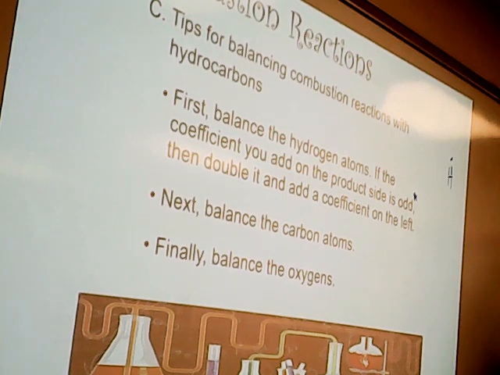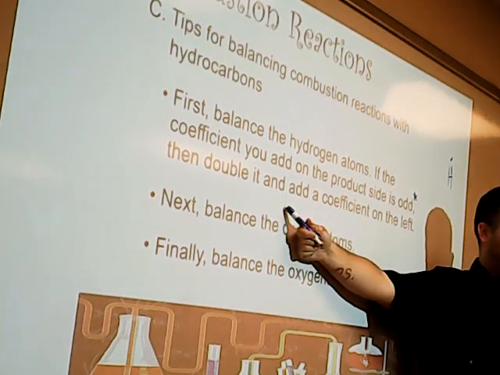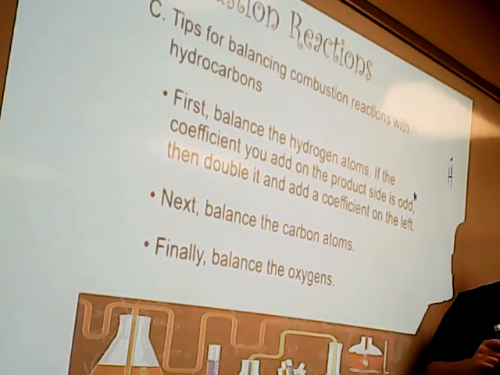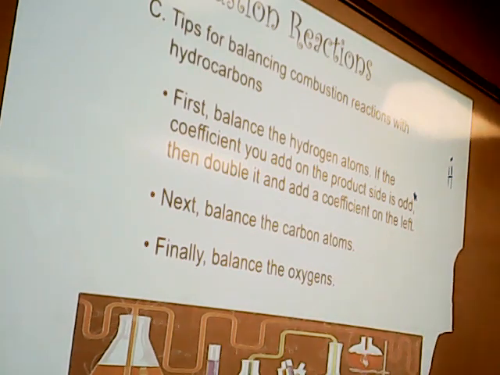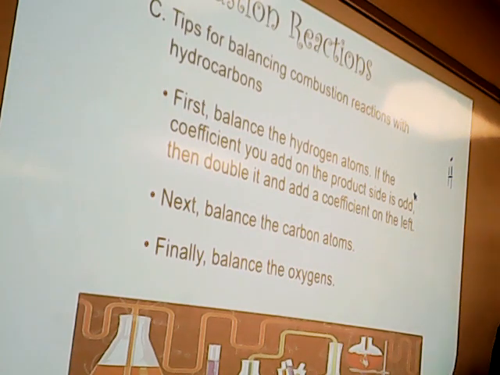3 is odd, right? Continue reading. Then double it. When you double it, you write that number down, and then you have to go balance back on the left side. This probably doesn't make any sense right now. That's fine. You go and balance on the left side. And that's it for the hydrogens. They should be balanced. Then you balance your carbons, then you balance your oxygens. Carbons first, oxygens last. There's a reason why oxygens last.